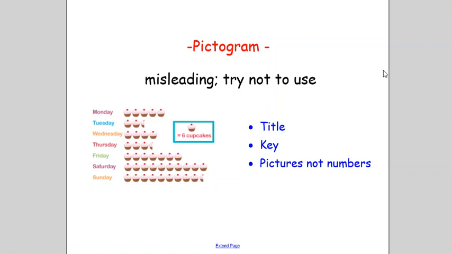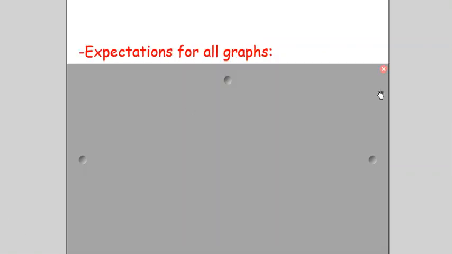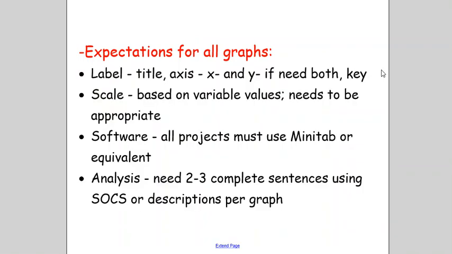Go ahead. Let's just wait till we finish these and then do it first. Okay. After the expectations for all graphs, we are going to do a histogram, and then we'll be done after that. Oh, I'm so glad you're here. Thank you.